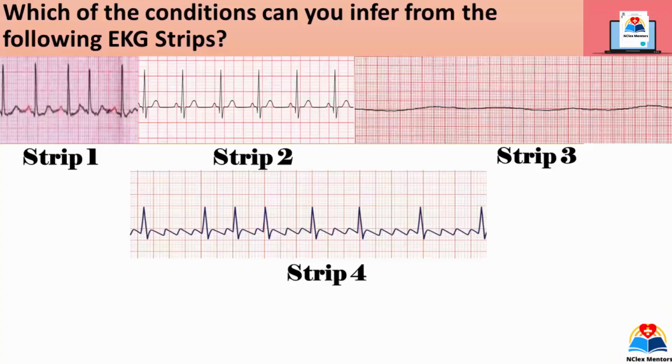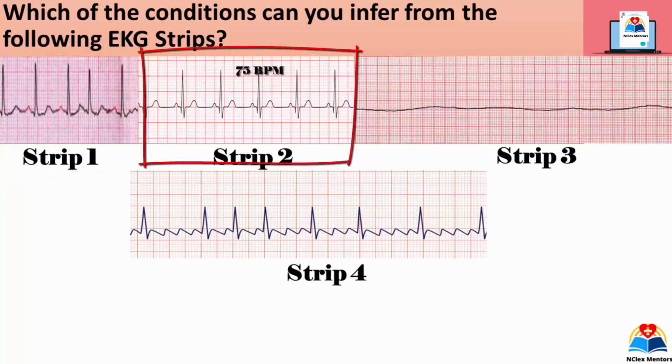Which of the conditions can you infer from the following EKG strips? First strip for you. What can you infer from this diagram? This is atrial fibrillation. As we see, the P wave is absent. The rhythm is irregular in atrial fibrillation. You should see multiple small blunt waves, and also, as we discussed, these wave patterns are very irregular.